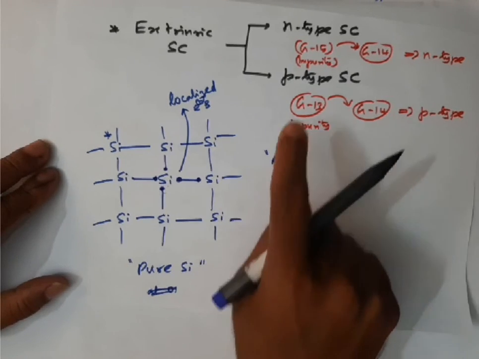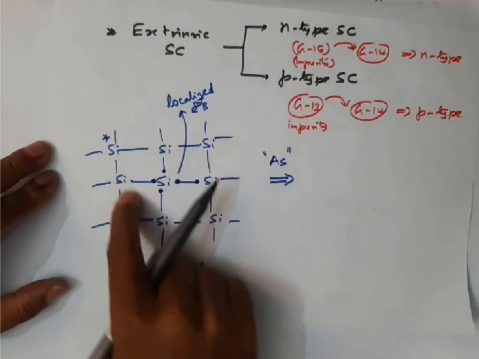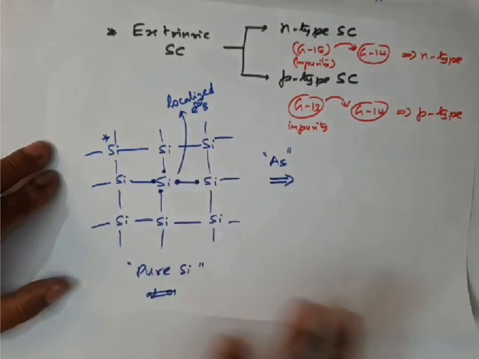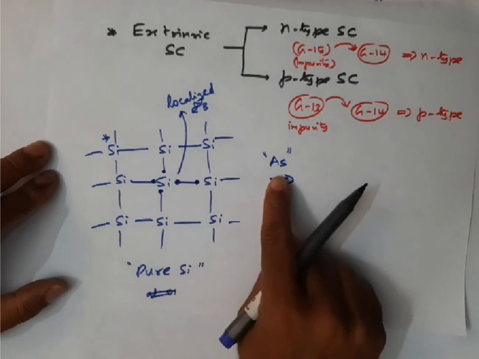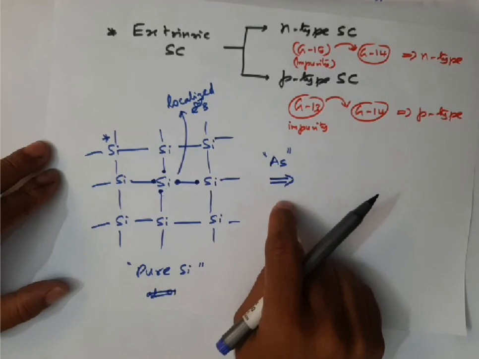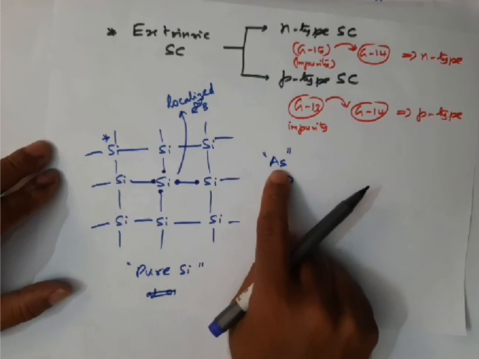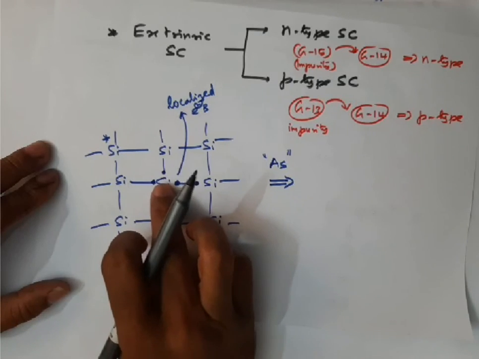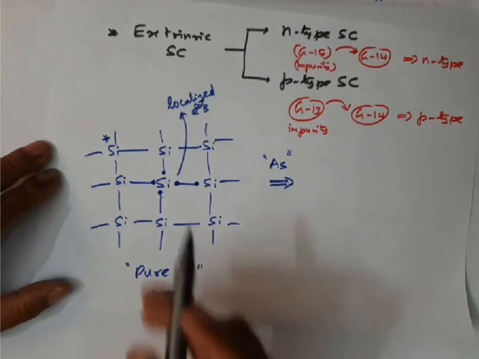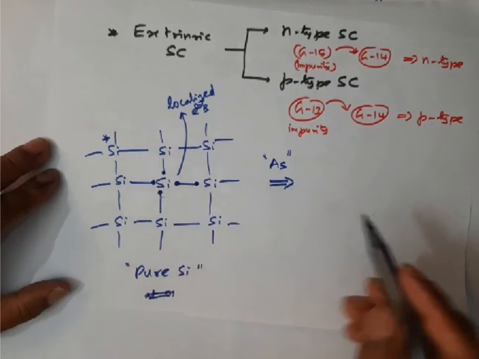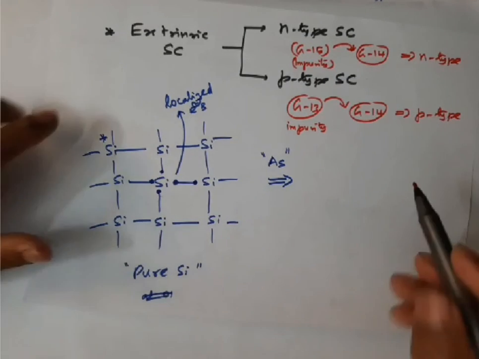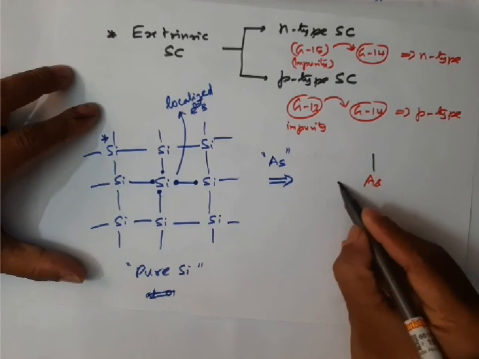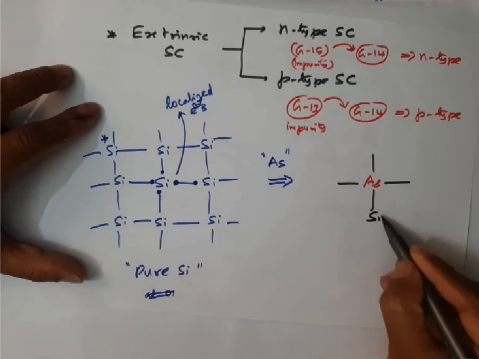A group 14 element has only 4 valence electrons, so all 4 electrons are involved in bond formation, and all are localized. Now what I'm going to do is add an impurity from group 15, which has 5 valence electrons. It will replace some of the silicon atoms in the crystal. Suppose I replace this silicon by arsenic. So I have an arsenic atom now, connected with the silicon atoms.